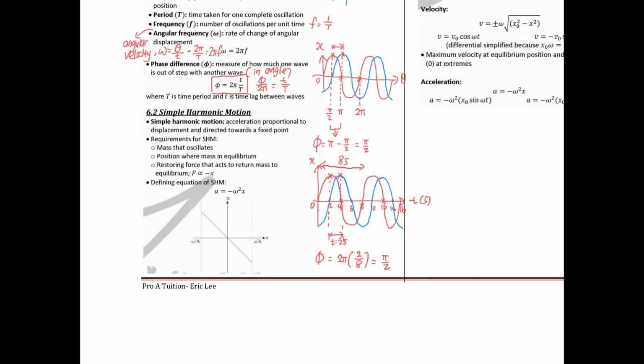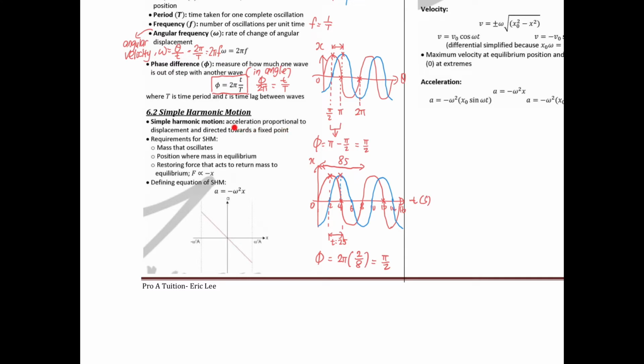Okay, so now let's see 6.2, simple harmonic motion. Okay, so what is simple harmonic motion? So the definition is here. The first point, simple harmonic motion, acceleration proportional to displacement and directed towards a fixed point.